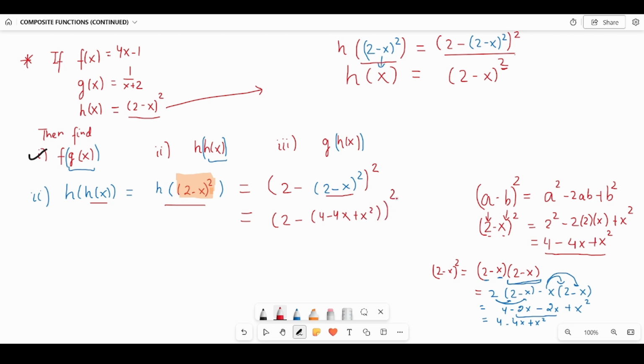And then after that we have it squared again outside. Now we will open the parenthesis. So negative of 4 is equal to negative 4. Then negative of negative 4x equals plus 4x. And then negative of x squared is equal to negative x squared. And then again we will close the parenthesis, and then we have it to the power of 2. Now 2 minus 4 equals negative 2. So it will be negative 2 plus 4x minus x squared, and then parenthesis closed to the power of 2 again.